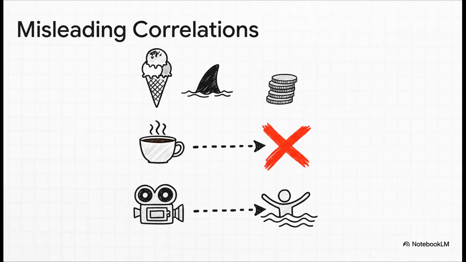Just look at these examples. Ice cream sales are strongly correlated with shark attacks. Does eating ice cream make sharks attack people? Of course not. People with higher salaries tend to drink more coffee. Does drinking more coffee magically make you richer? Probably not. These correlations are statistically real, but the conclusion you might jump to is completely false.